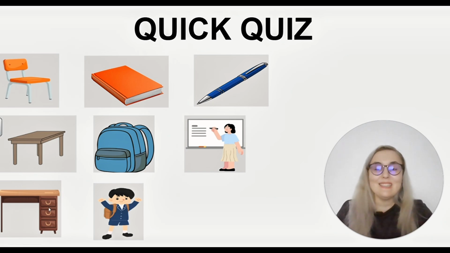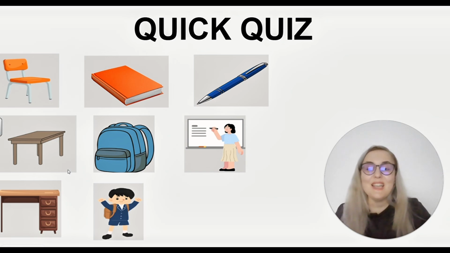What is this? Good. It's a desk. What is it? That's right. It's a book. What is it? Well done. It's a student. What is it? Yes, it's a table.